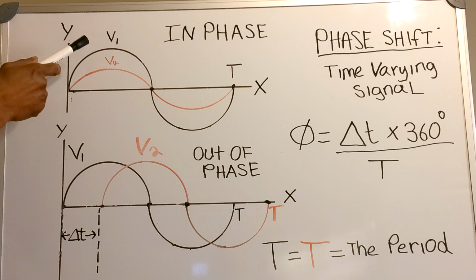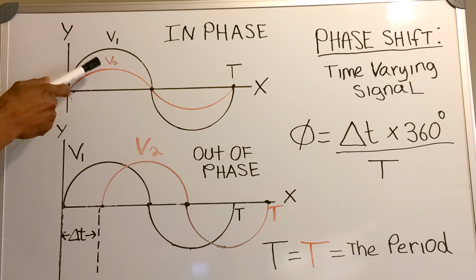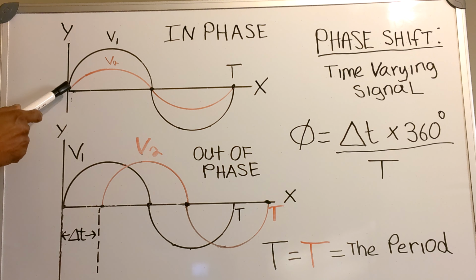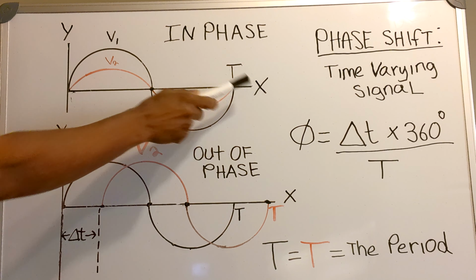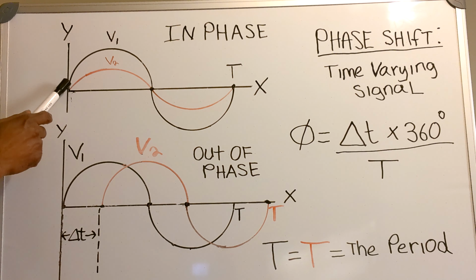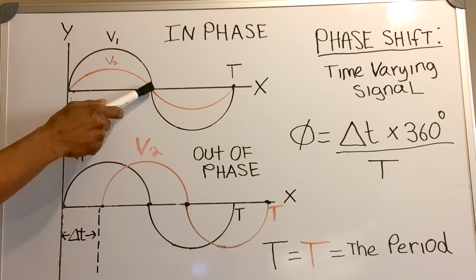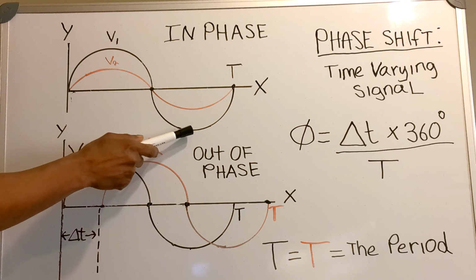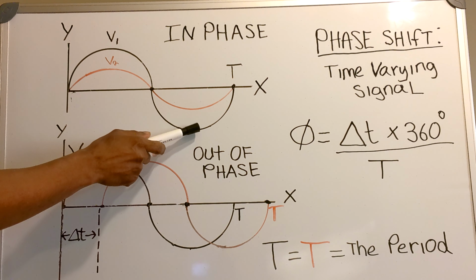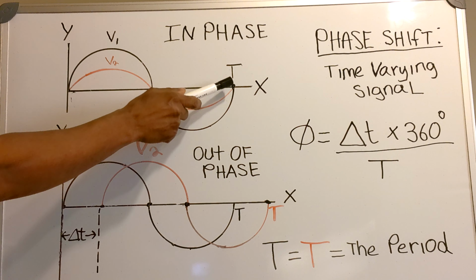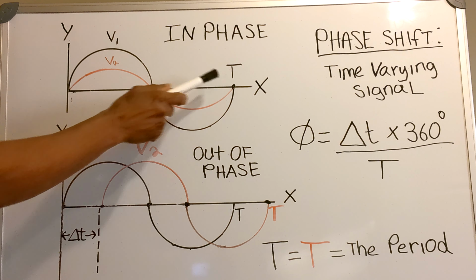You can see that V1 and V2 start at the same point and at the same time along the x-axis. They rise at the same time and they reach their peaks at the same time. They go back to zero at the same time, and in the opposite direction, they rise and reach their peaks at the same time, and they go back to zero at the same time.